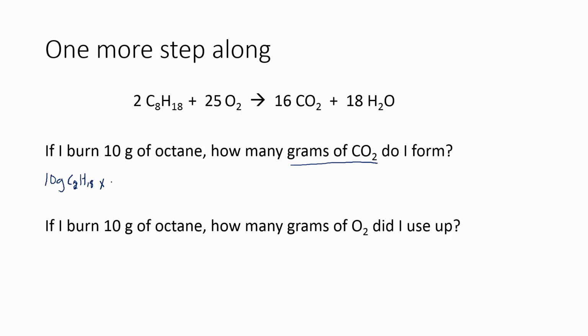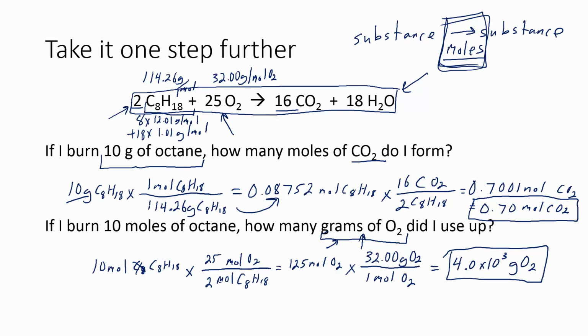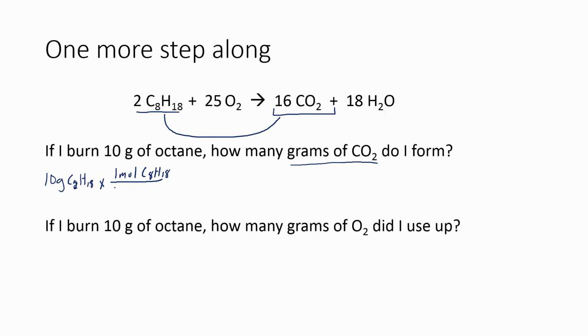We can go to moles. Why do we want to go to moles? Because moles will allow us to go from one substance to another. And then once we have the moles of the other, we can go back to grams. So 10 grams times 1 mole of C8H18 for every, well, let's look back at the last slide, every 114 grams, 8 carbons and 18 hydrogens worth.